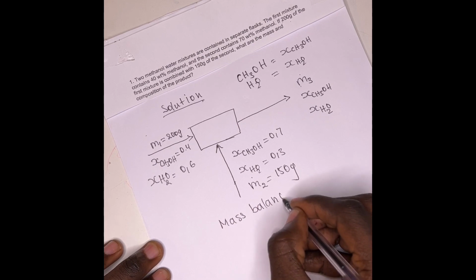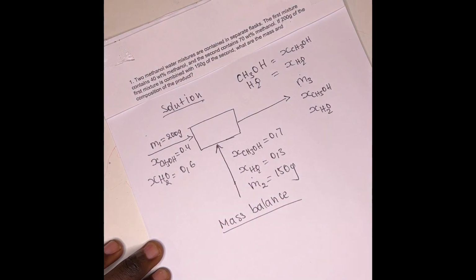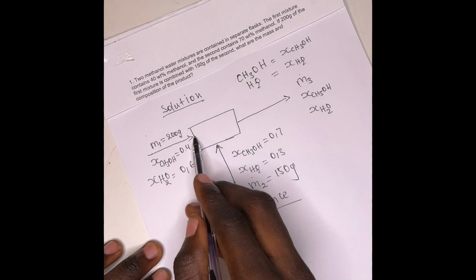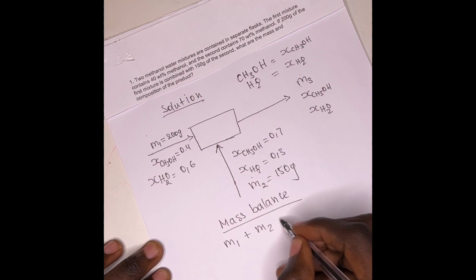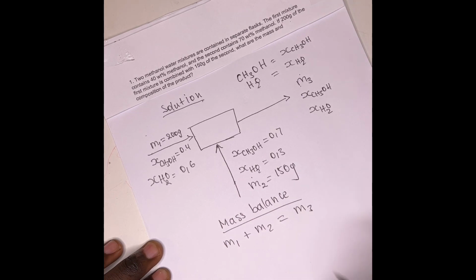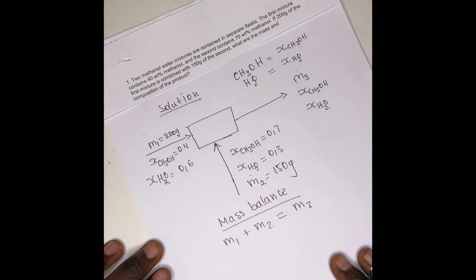Remember, we say mass balance is what? Mass balance is mass in equal to mass out. This is the guys in, which we're going to call M1 plus M2, and then equal to what? To M3. So guys, this is a bit easier one. We're just going to go straight.